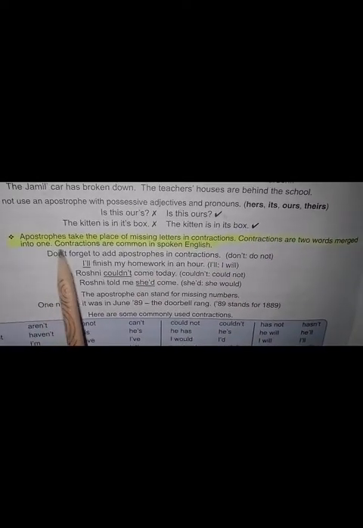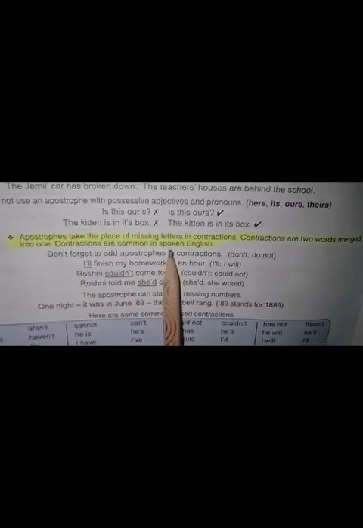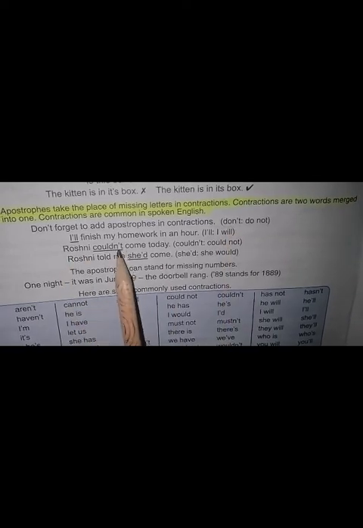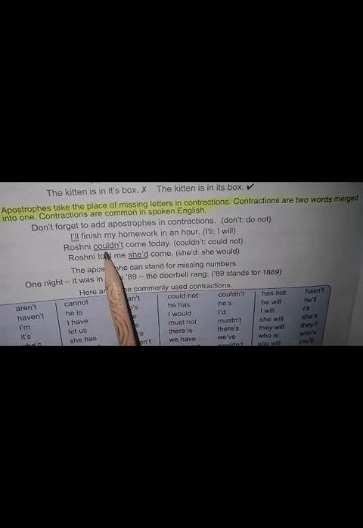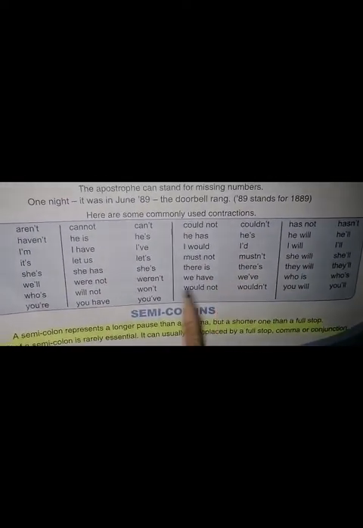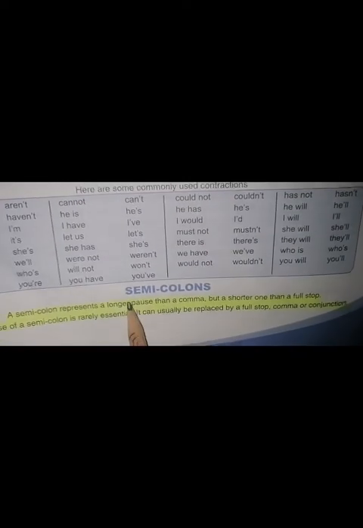Contractions are two words merged into one. Contractions are common in spoken English. Don't forget to add apostrophes in contractions. Don't, do not. This is an example of a contraction. Roshni couldn't come today. Couldn't, could not, couldn't is a contraction. So read all these examples carefully, and these are some commonly used contractions. Read them carefully for further uses.